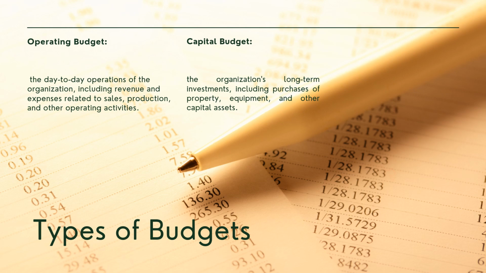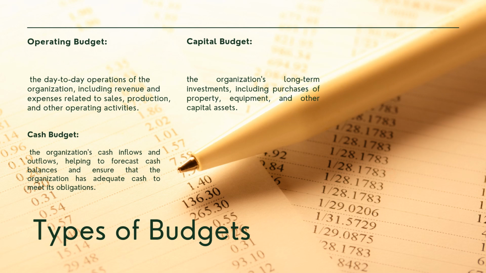The next one is the cash budget. So, in the cash budget, this budget is concerned with the organization's cash inflows and outflows, helping to forecast cash balances and ensure that the organization has adequate cash to meet its obligations. So here, in this budget, it outlines the expected cash receipts and disbursements, including the accounts receivable and accounts payable, and helps managers to plan for short-term financing needs.